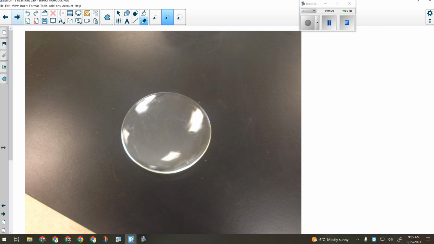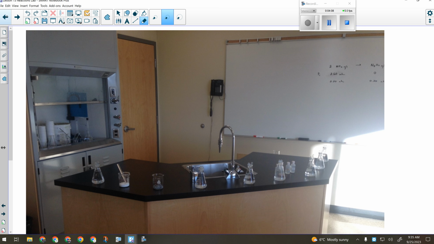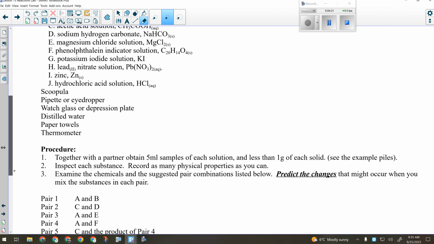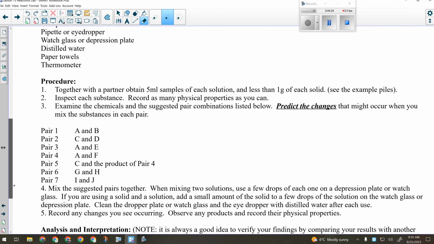So there are going to be these unknowns at the front, and they'll all be labeled, as I said, with their chemical symbols. And what we're going to do is we're going to mix together the pairs listed in the procedure. So each time you go through the steps of the procedure, you'll be mixing a different pair of reactants together. I'll say that again. You, as the experimenter, are going to be mixing different reactants together.